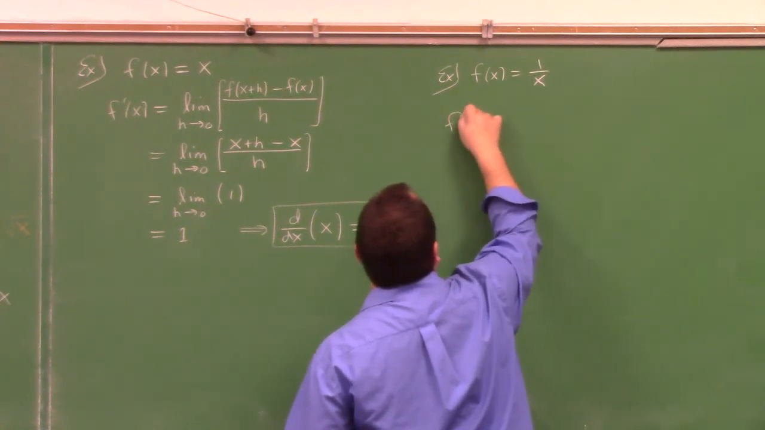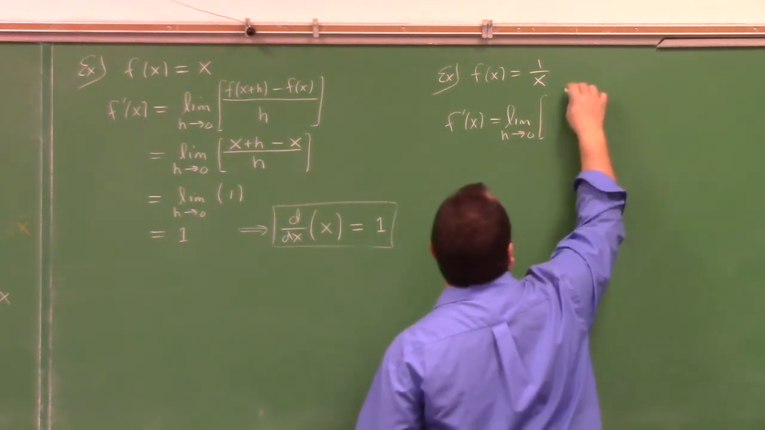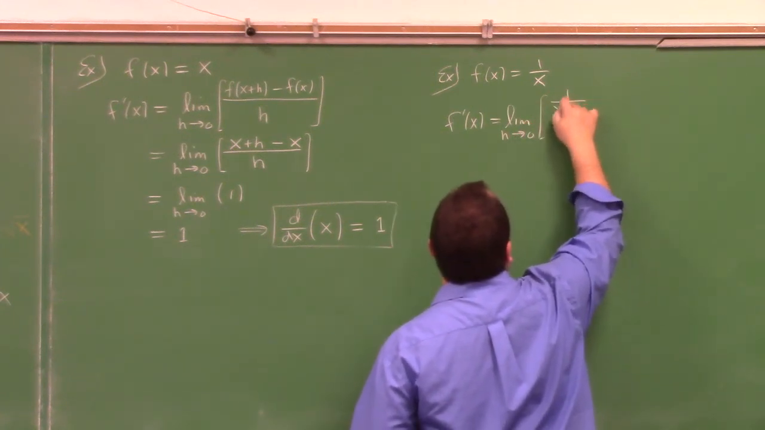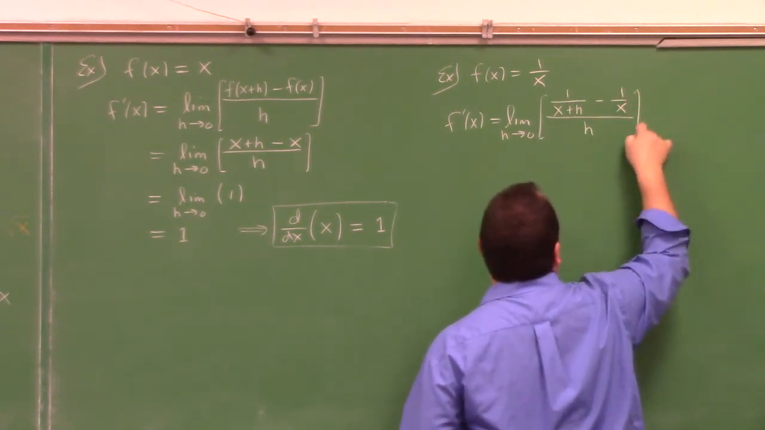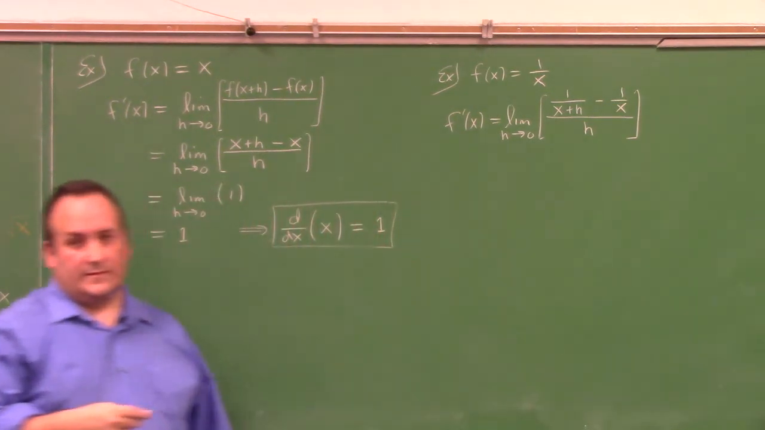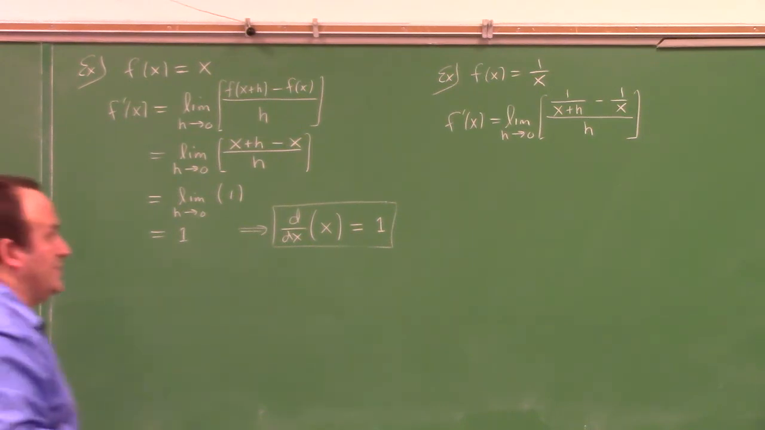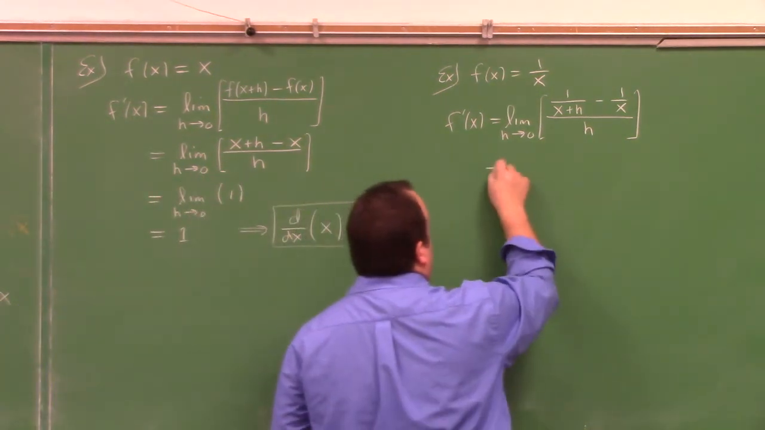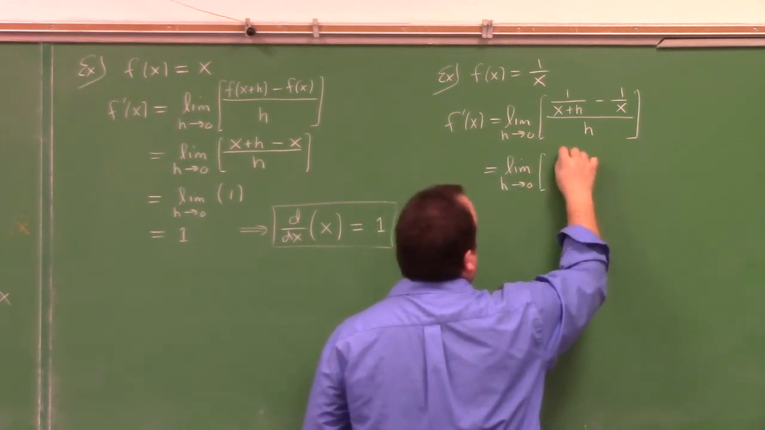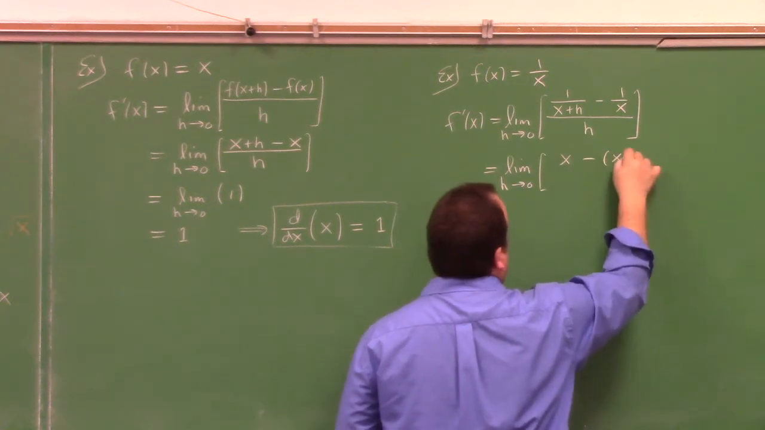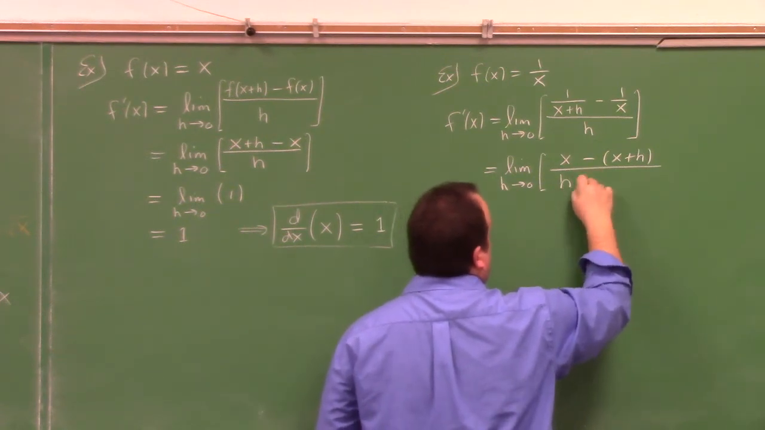All right, so f prime of x is the limit as h goes to 0 of 1 over x plus h minus 1 over x, all divided by h. Now what should we do? Every last one of these is type 0 over 0, right? There's always algebra to do. So I'm going to make a common denominator of x minus parentheses x plus h, divided by h times x plus h.